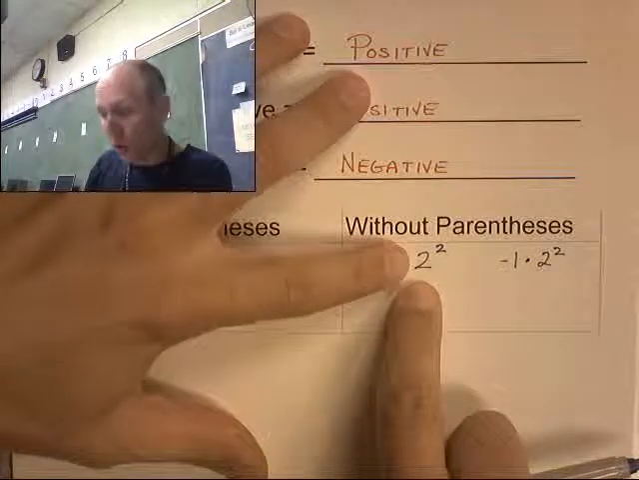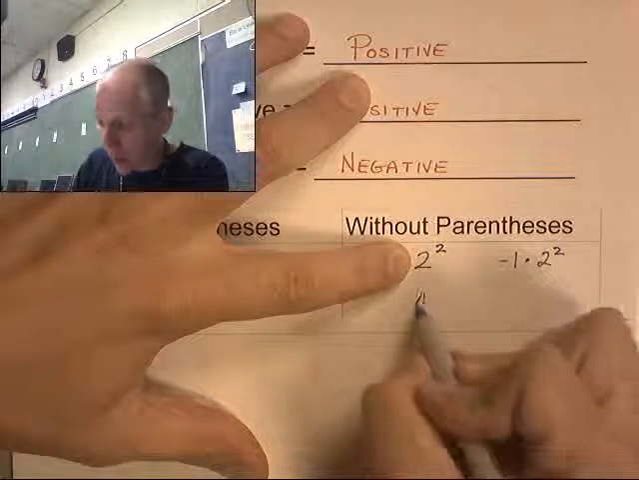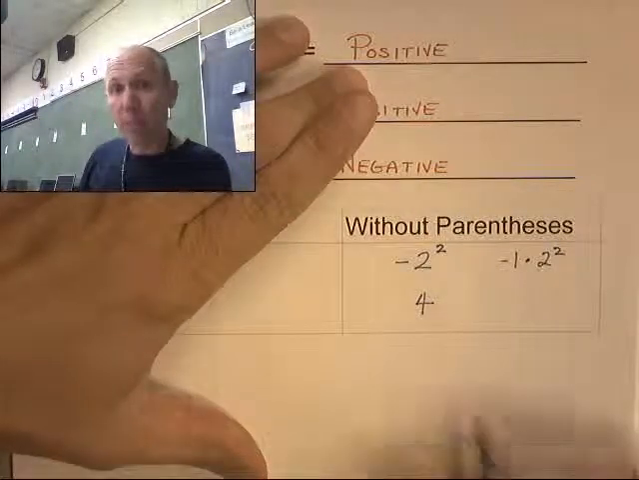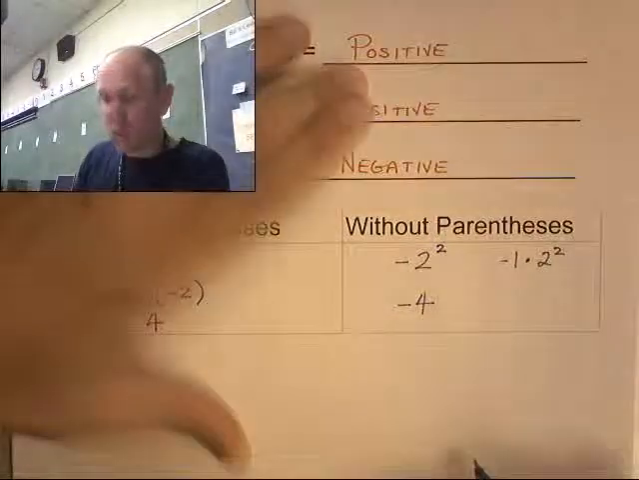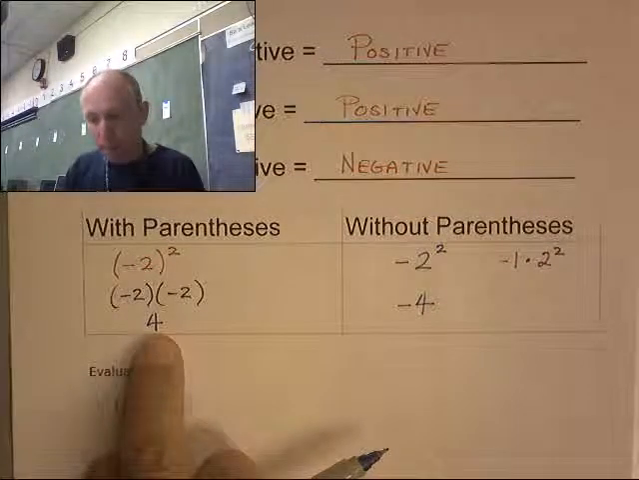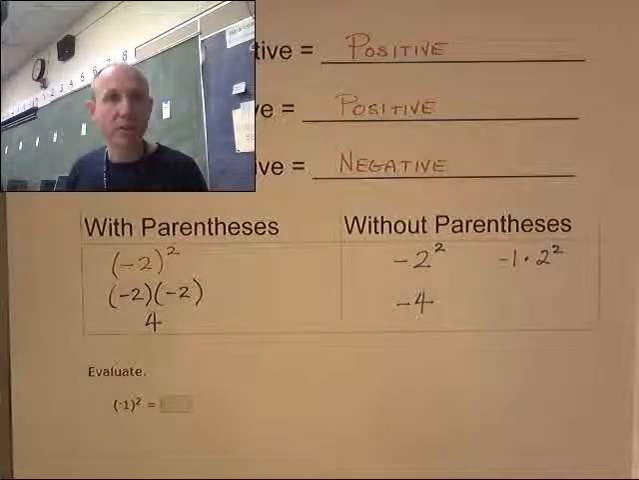So let's ignore the negative at first. What is 2 squared? That's 4. And then I remember the negative and I bring it back in. So you see the difference there? I have a positive 4 with the parentheses, and I have a negative 4 without the parentheses. So let's give these a shot.